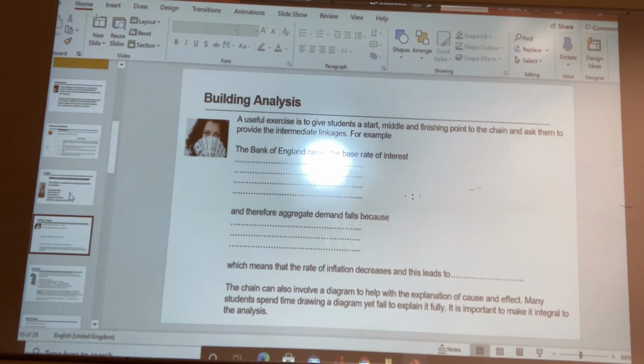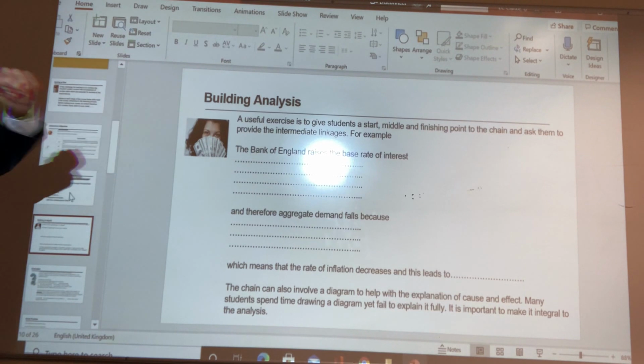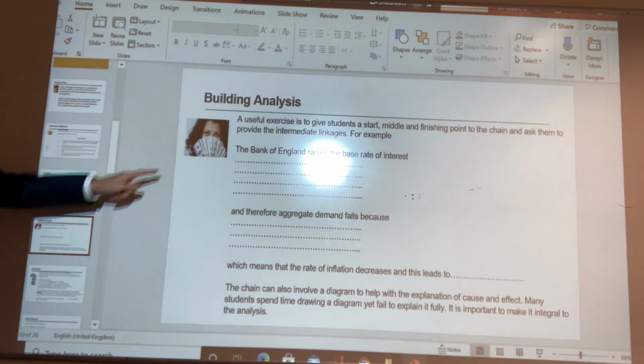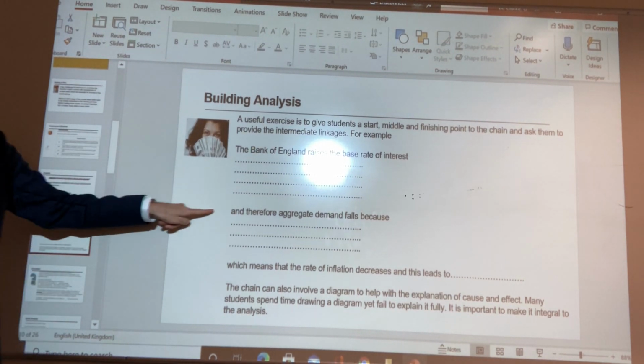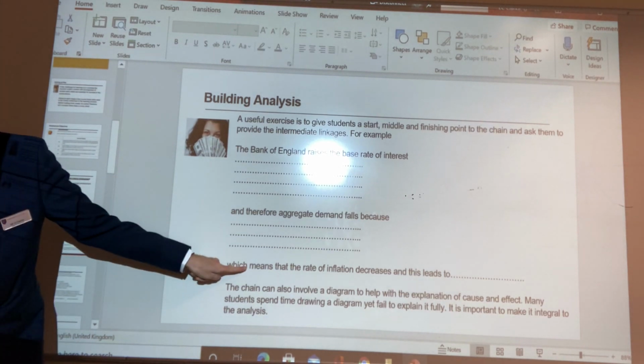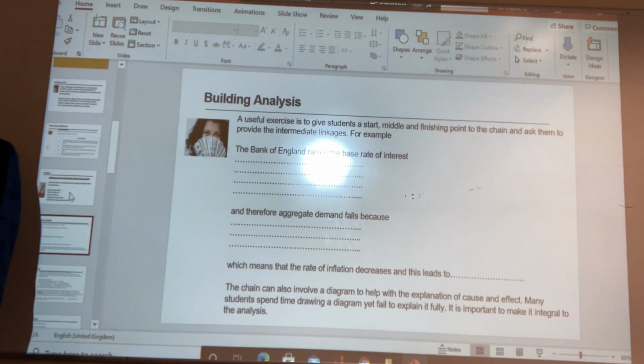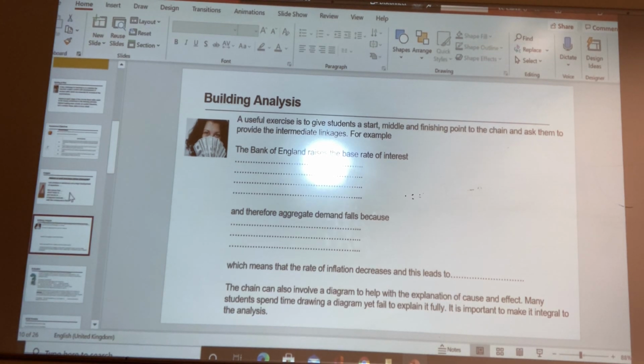Statements, which I'll talk you through how this works, and then I want you to do the 4. So a useful exercise is to give students a start, the middle, and a finishing point, and then ask them to provide the linkages in between. This is a great way to practice your skill analysis.